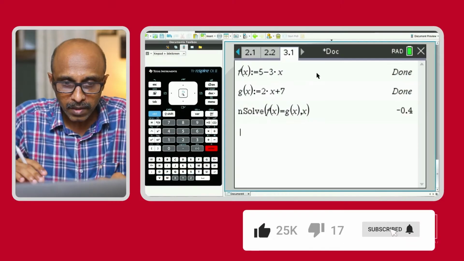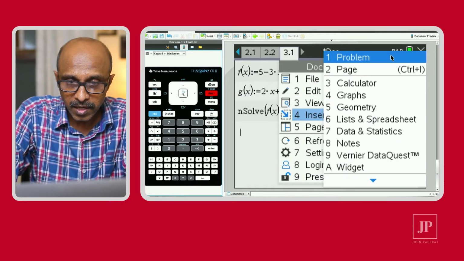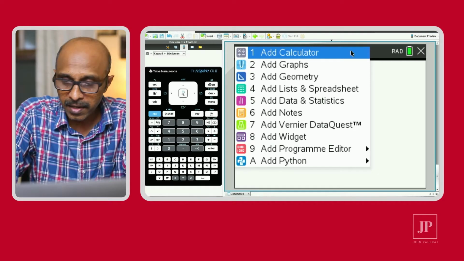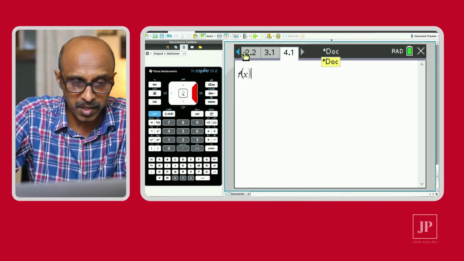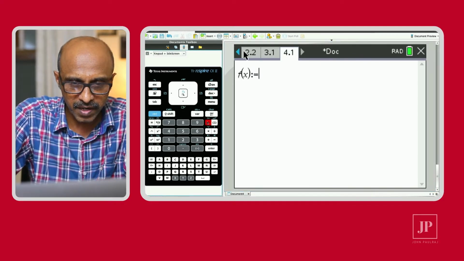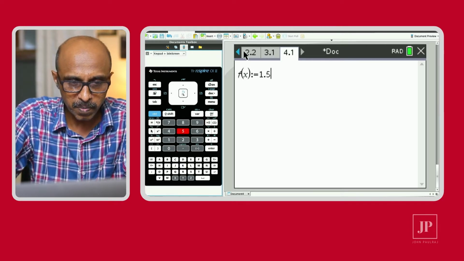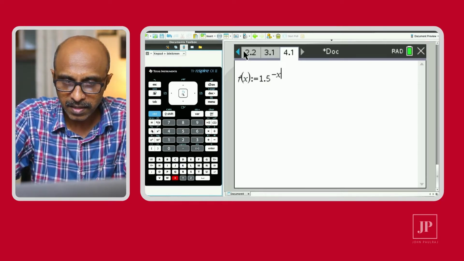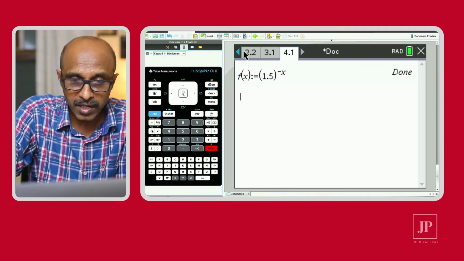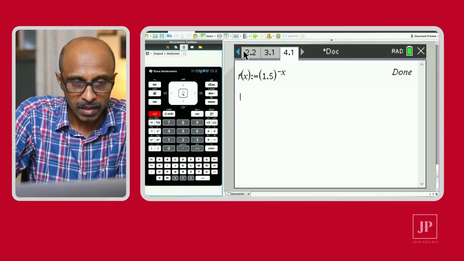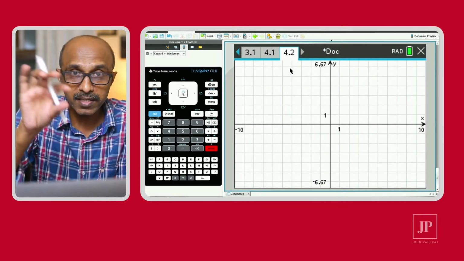Here we go. Let's insert a new problem again. So I go and insert a new problem, and again I will do this on the calculator page, defining f of x as 1.5 to the power of negative x. All right, there we go. Do we need any other function to define before? That comes later on. I'm going to hit enter. Done. Go to the graph page, and it will, as usual, show me that graph entry line.